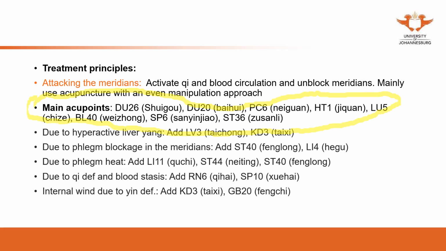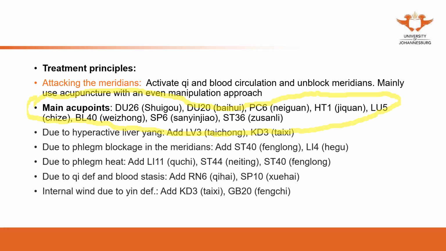Due to hyperactive liver yang, you can add liver 3 and kidney 3 to tonify the kidney and liver yin. Due to phlegm blockage, you can add stomach 40 and large intestine 4. Due to phlegm heat, you can add large intestine 11, stomach 44, and stomach 40. Stomach 40 is very good for phlegm, no matter visible or invisible phlegm. Large intestine 11 is good to clear the heat and activate the circulation.